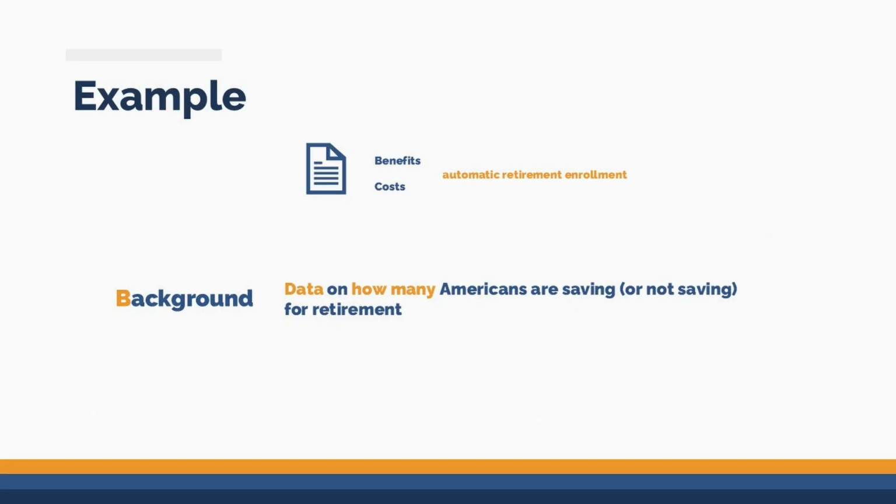Background. Data on how many Americans are saving or not saving for retirement could support why this is important to talk about. Exhibit. Data comparing the outcomes at retirement of starting to save at different ages could enhance a story about individuals starting to invest for retirement.